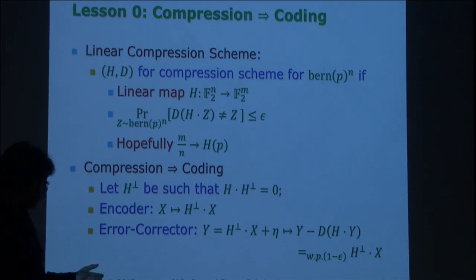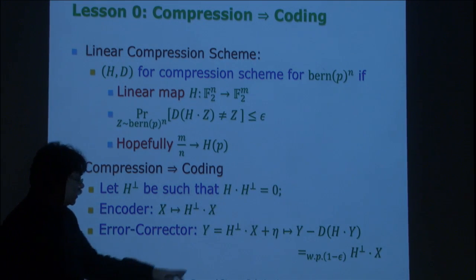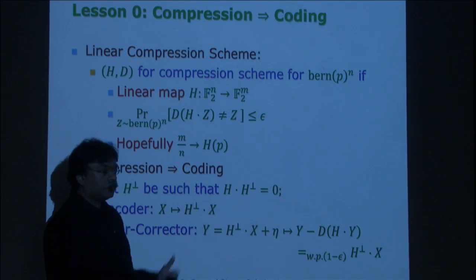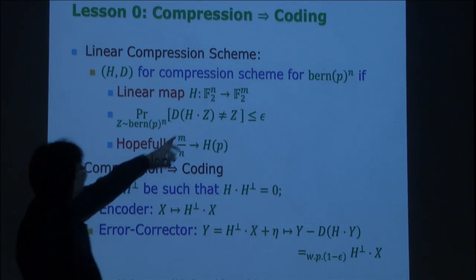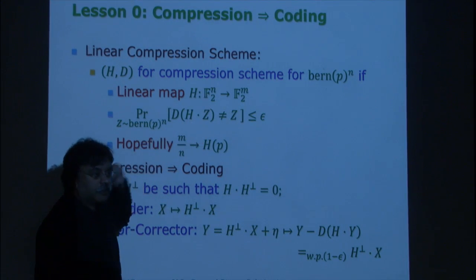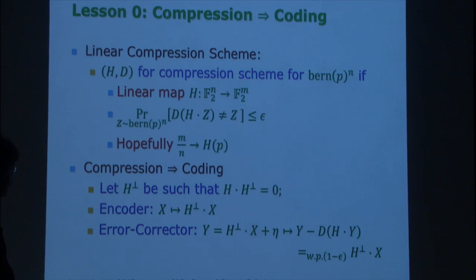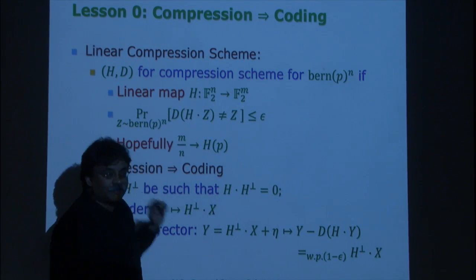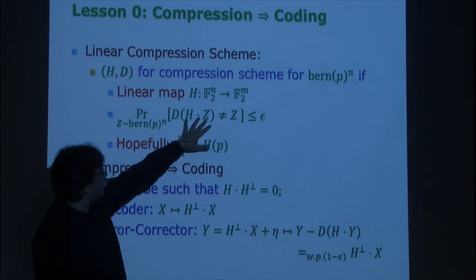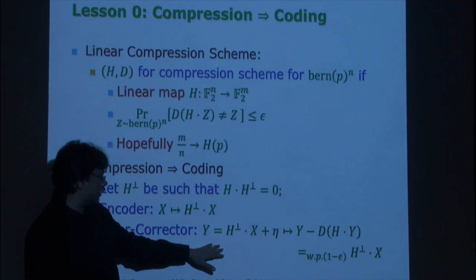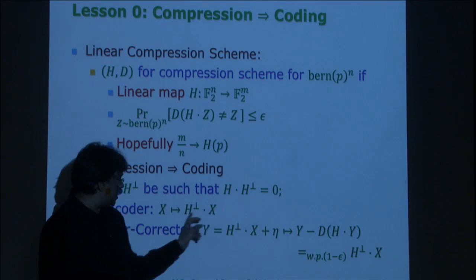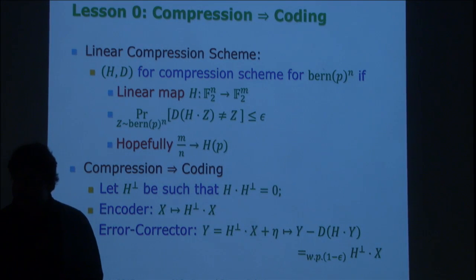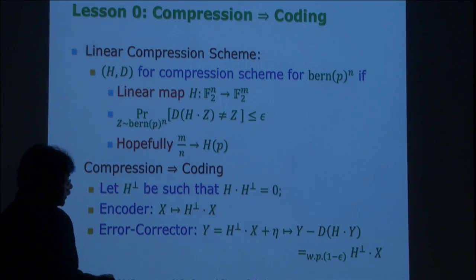And what's the decoding for this thing? How do you do error correction? If I'm given a noisy corrupted message, the encoder you didn't have in that first definition. The encoder is just h times z. That's a parity check. H is the parity check of this code. So that's why we call it h. But over here, compression was multiplying by h. So what happens? If you transmitted h times x and then got some error eta, eta is going to be distributed according to the Bernoulli distribution, right? It's independent Bernoulli bits.